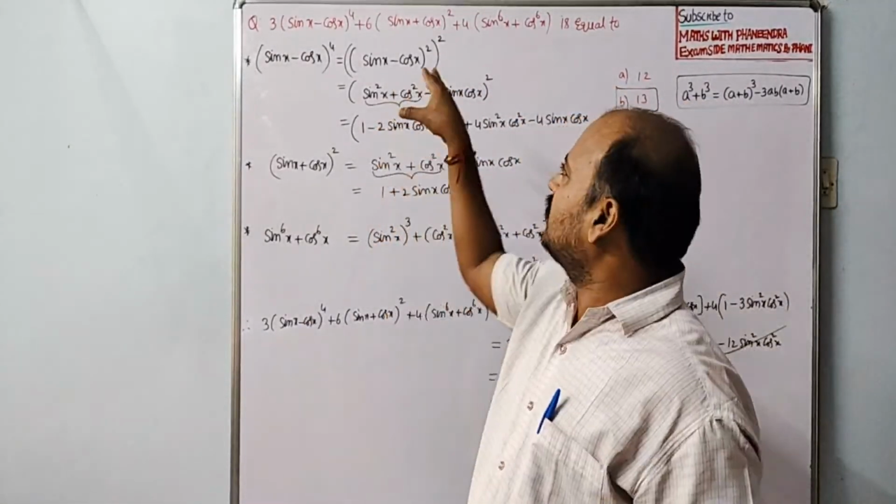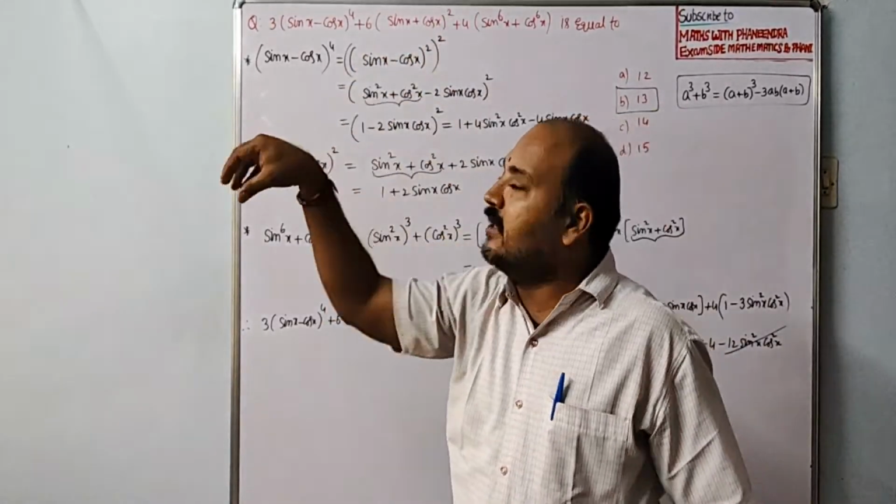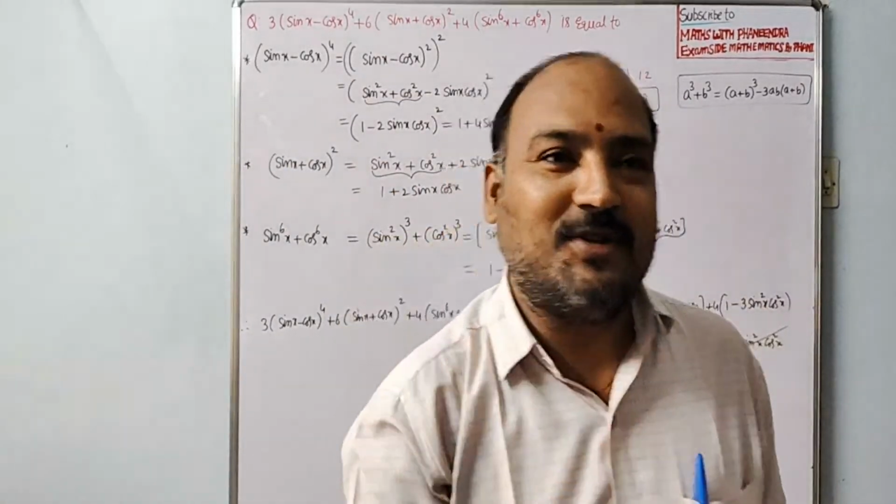Even pi by 2 will also work out, when sine and cos are there. Theta equal to 90 degrees will also work out, dear students. Okay, we'll move to another question.